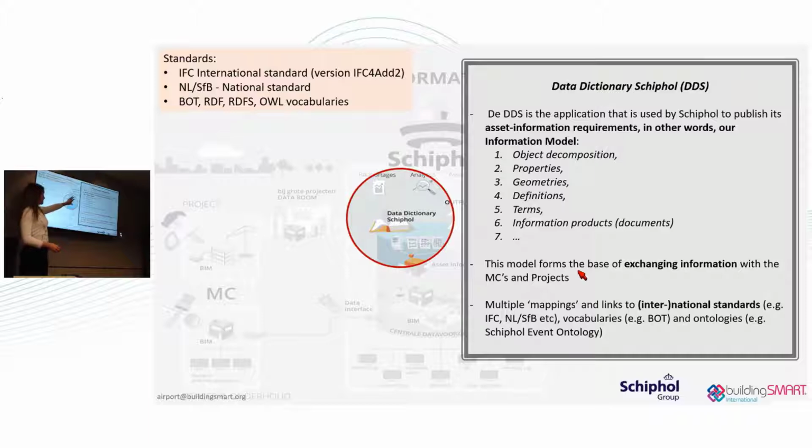So I'm starting with the data dictionary. Our data dictionary is the application that we use at Schiphol to publish our information requirements. So it's our asset information model. In our information model, we have an object decomposition. We define the properties that we want per object. We define the geometries. And besides that, we can also add definitions, terms, information products, so documents that projects need to deliver in different phases, and much more.